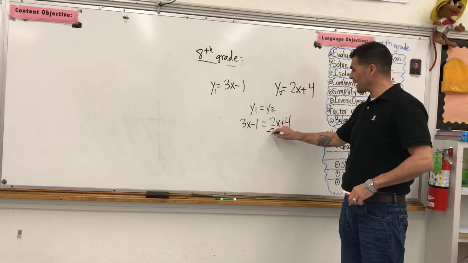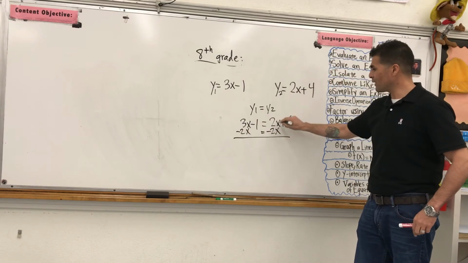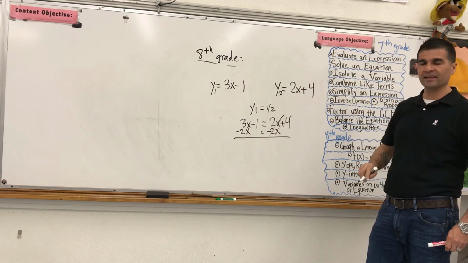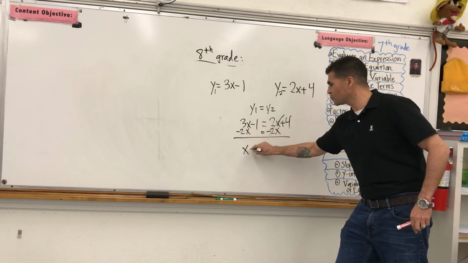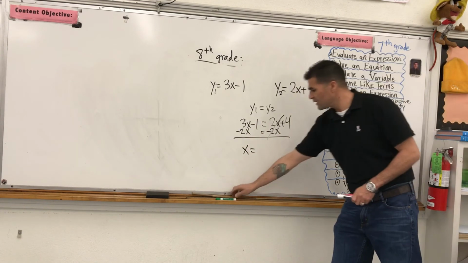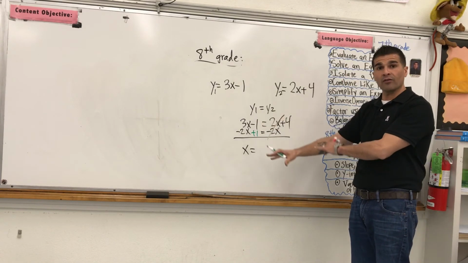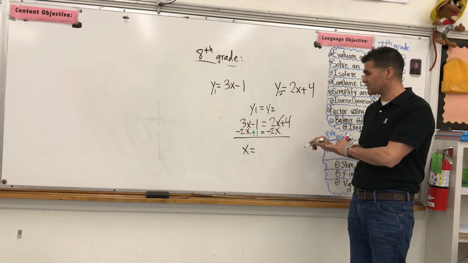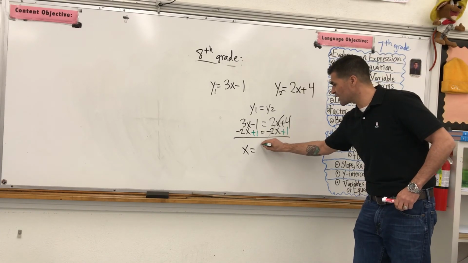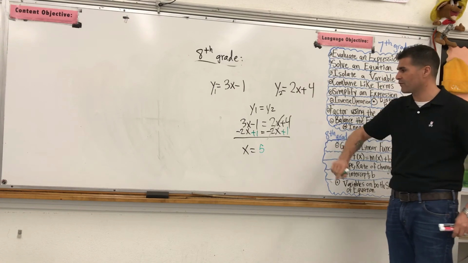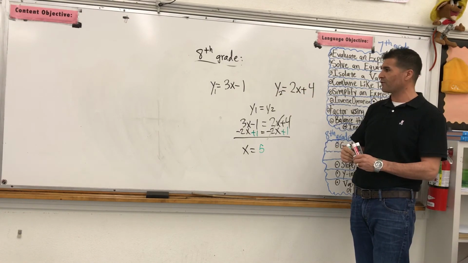Let me go ahead and subtract 2x and balance the equation. 2x take away 2x. No more x's on the right side of the equal sign. 3x take away 2x. This is 1x. Now, let me go ahead and add 1 so I can move all the values that don't have x's to the opposite side. And let me balance the equation. So this is going to give me 4 plus 1 equals 5. These two lines are going to intersect where x is equal to 5.